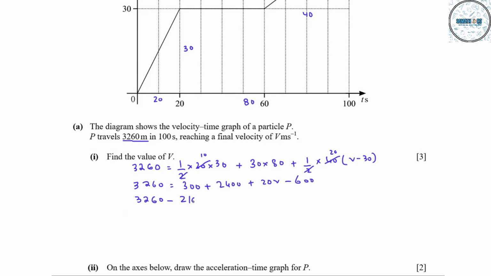So 3260 minus 2100 is equal to 20v. 1160 divided by 20 is equal to v. So v is equal to 58.